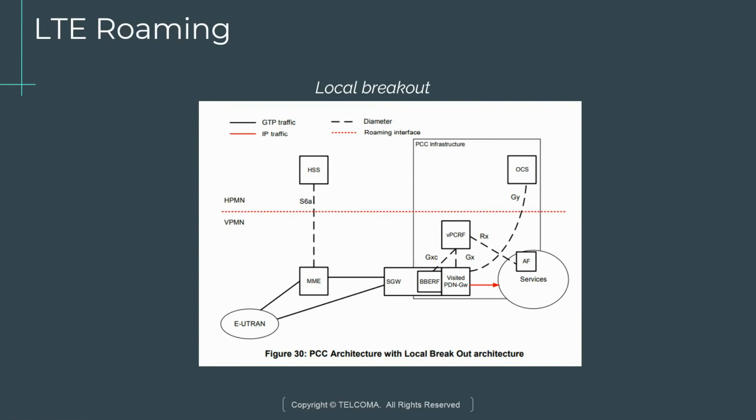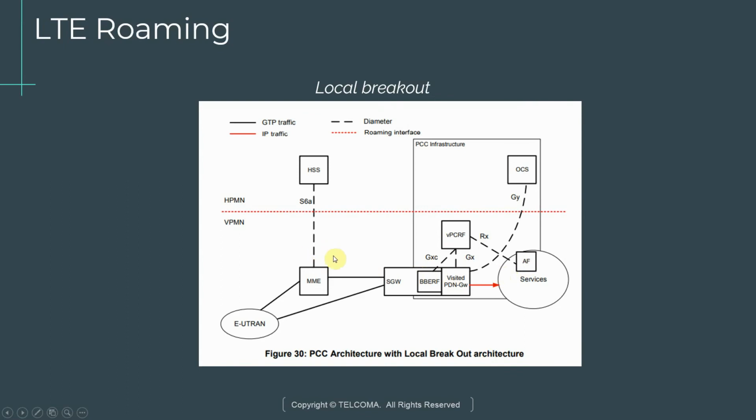Now the other possibility that may come to your mind logically is a local breakout architecture, where you still have the home network here, and you have the home HSS. You have the visited network, below the red line, the roaming interface. You have the E-UTRAN of the roaming partner, the MME of the roaming partner, the serving gateway, and the P gateway of the roaming network. You have the PCRF V. If you prefix PCRF with V, it just means a visiting PCRF. And you have some services here, which can be your IMS services and some application function services.